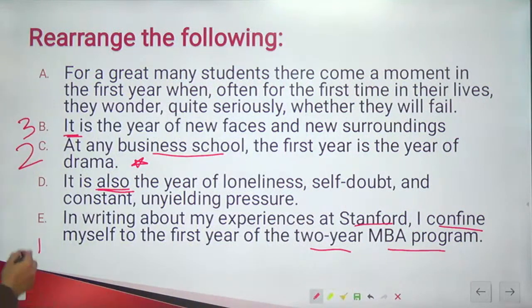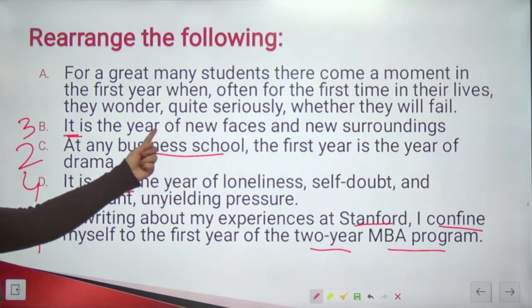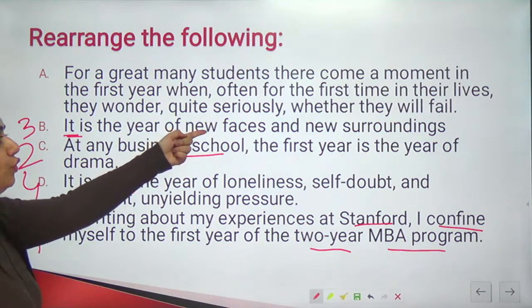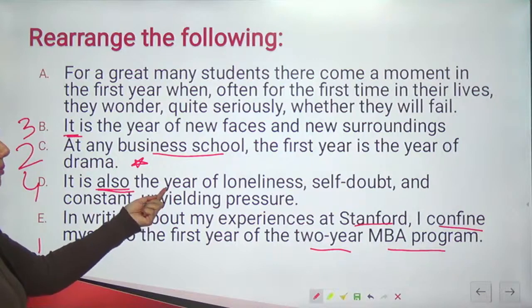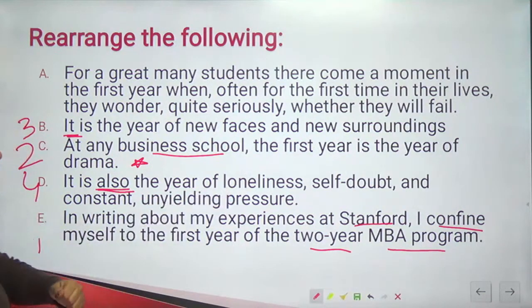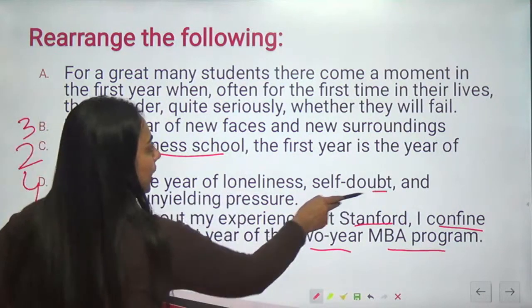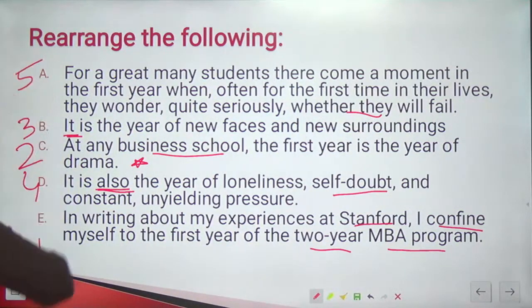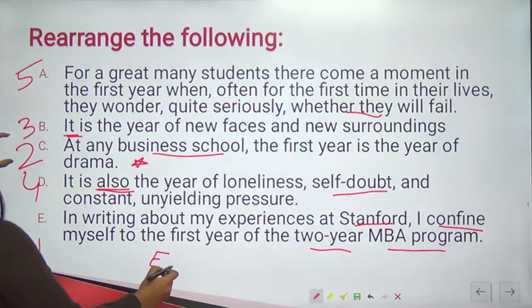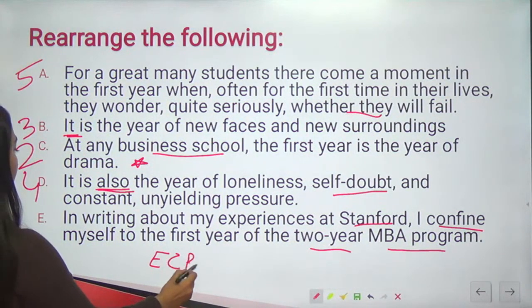So, which one should be the fourth sentence? D. That it is also the year of loneliness. First, you say it's an year of new faces, too many faces and too many people. But at the same time, it's also an year of loneliness and self doubt. And then you go on to explain this self doubt in the first sentence. So, this become our fifth sentence. So, the order should be E, C, B, D, and A.